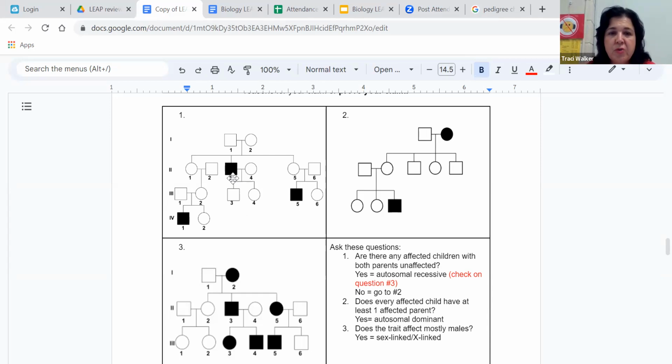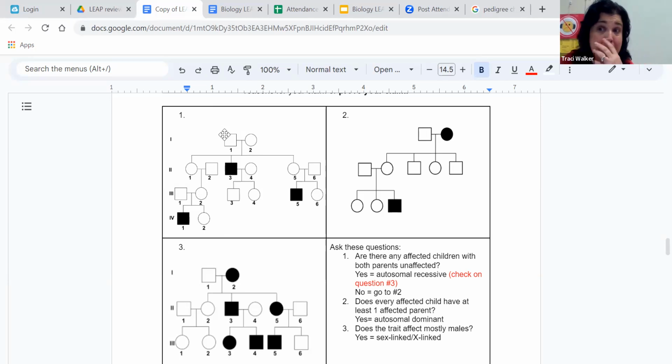So this first one, I see that I have 3 affected individuals. So I'm going to ask my question, are there any affected children with both parents unaffected? So yes, I see this male child is affected and neither parent is affected. I also see this over here. This male child is affected and neither parent is affected. And then again here, this male child is affected and neither of his parents are affected.